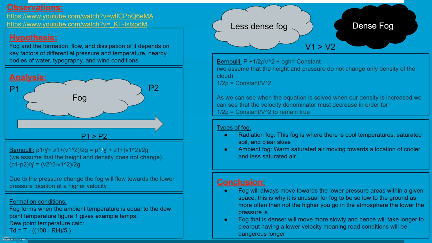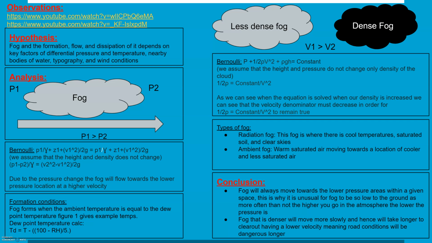We can see here that due to the pressure change, the fog will flow towards the lower pressure location at a higher velocity, which intuitively does make sense as things tend to move towards a lower pressure zone. They'll always go towards the path of least resistance.